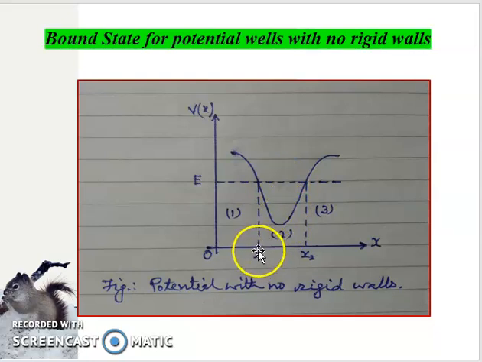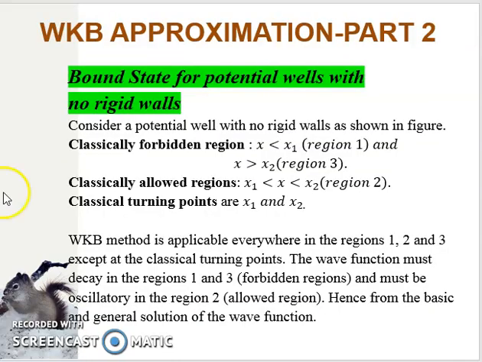और ये जो 2 पॉइंट है x1 और x2, इस पॉइंट पर E और V इक्वल है. So ये जो 2 पॉइंट x1 और x2 है, these are the classical turning points. So we have written here very specifically, the classically forbidden region is x less than x1 and x greater than x2 on the other side, and the classically allowed region is the intermediate region, x greater than x1 but less than x2, and x1, x2 are the turning points. So the WKB method is applicable everywhere in regions 1, 2 and 3 except the classical turning points.